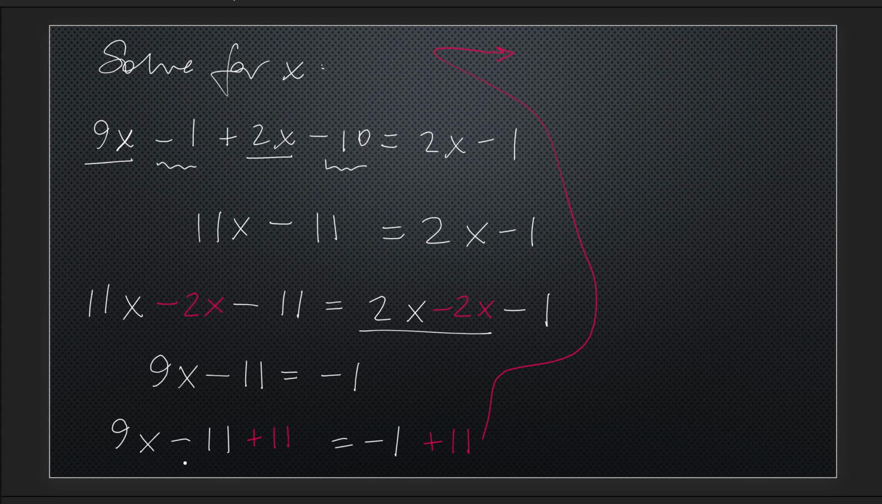So what I have is 9x minus 0, essentially, and that's just 9x. So now 9x is by itself, which is good. Equals, and negative 1 plus 11 is 10. So now 9x equals 10.